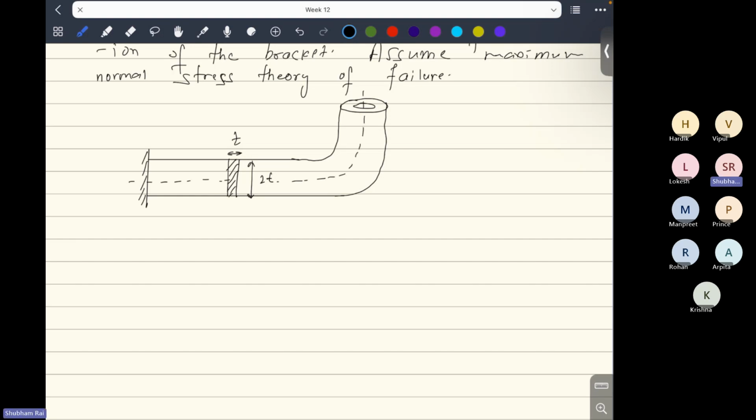Now you have a force acting on the bracket, which is at 60 degrees with the vertical.